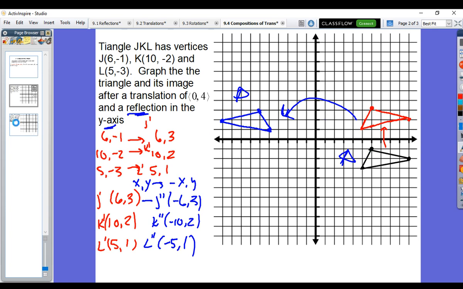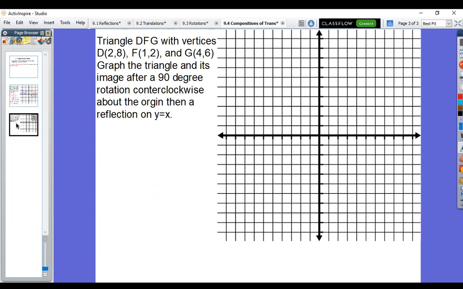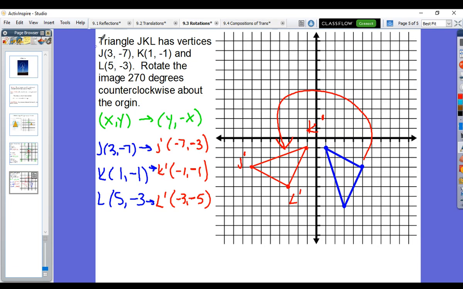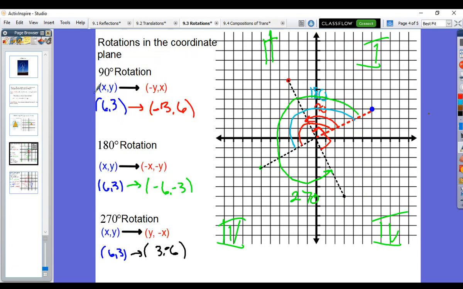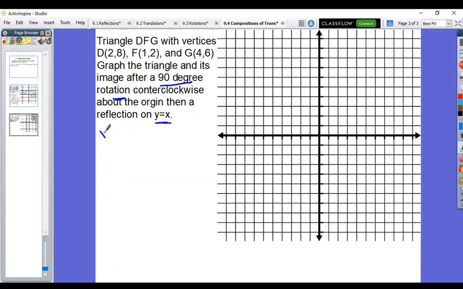Let's practice one more. So here we're taking triangle DFG, and we're gonna do a 90-degree rotation, and then a reflection. Now, let's go back. You remember a 90-degree rotation. We just got done doing that not too long ago. A 90-degree rotation, you go from x, y, and then it becomes negative y, x. I'm going to write that down. So, x, comma, y becomes negative y, x.